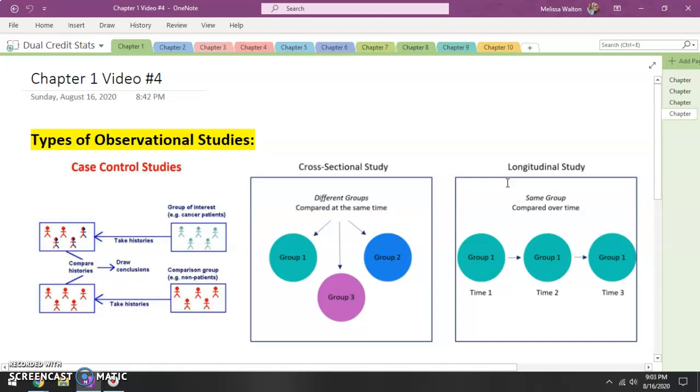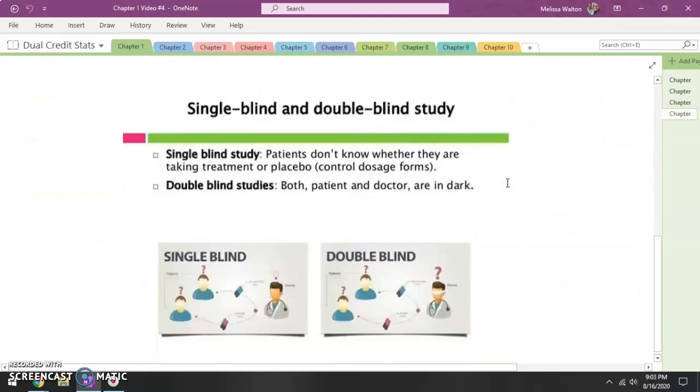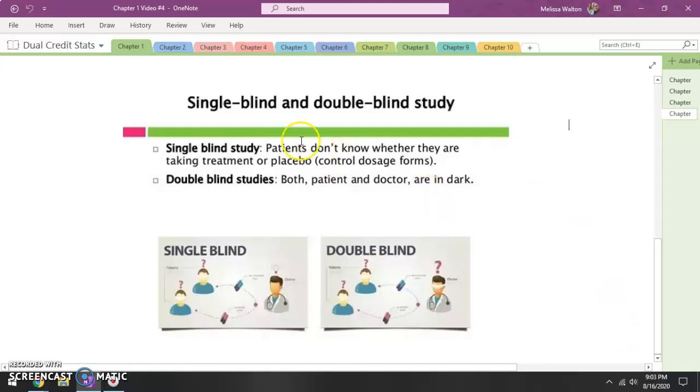Now let's go ahead and talk about experiments. And we're going to talk about experiments being single blind and double blind studies. Now, this example is rooted in medicine, but you can generalize this to other types of experiments as well. All right, so first off, a single blind study is where the patients or subjects do not know whether they are taking a treatment or a placebo. So you can give randomly selected groups, some of them get the treatment, some of them get the placebo. They do not know what they are taking.